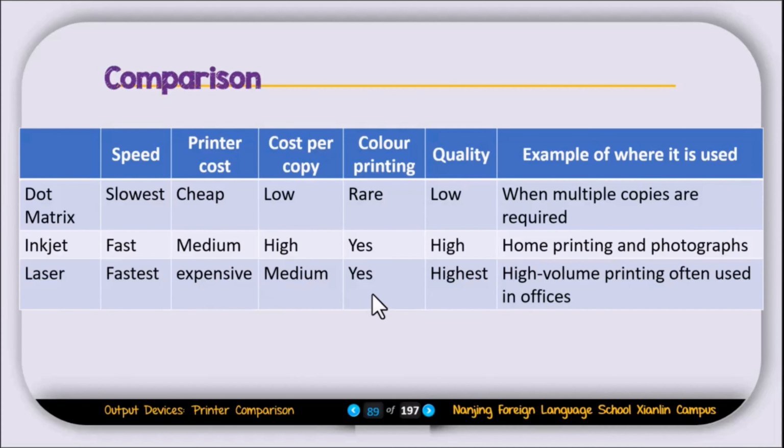Color printing, yes, it can print the color document and quality of the print is very high, the highest one among those two. An example of where it is used, this type of printer is usually used in high volume printing, often used in the offices. In the offices, we use this type of printer, laser printer.